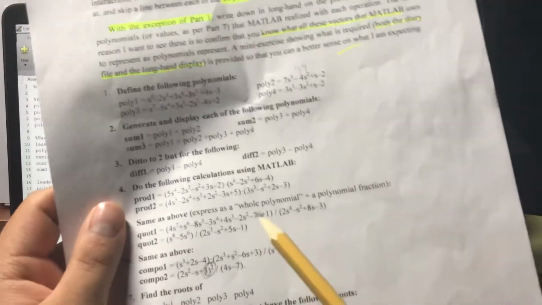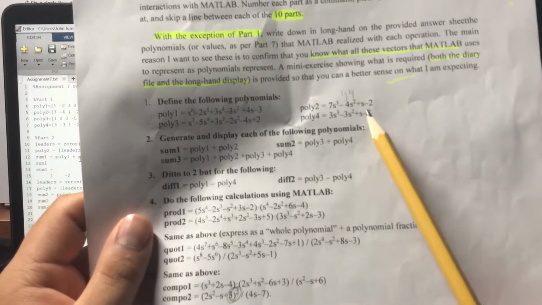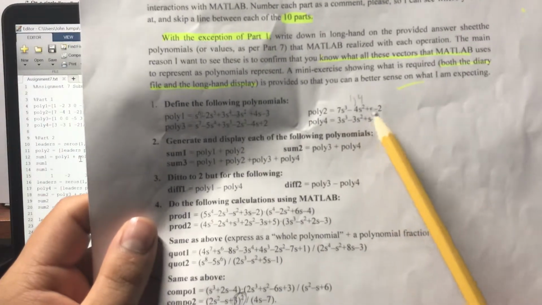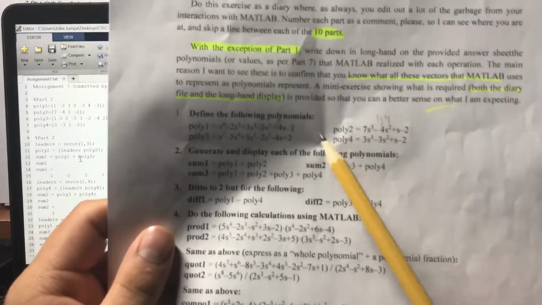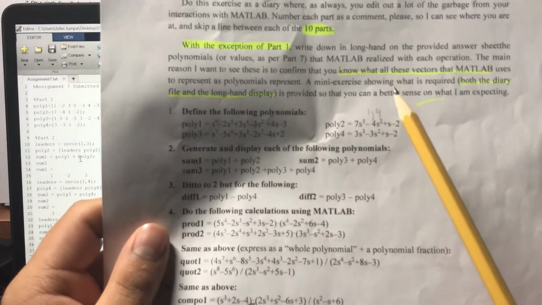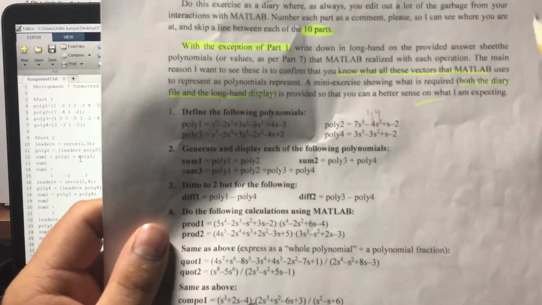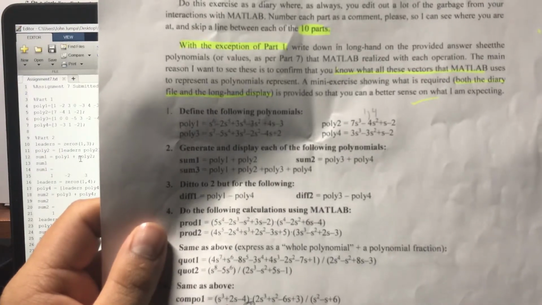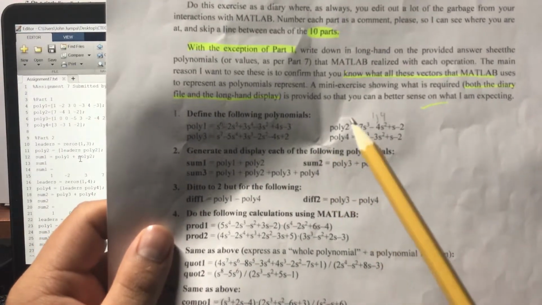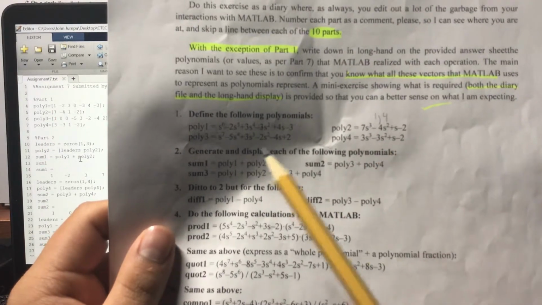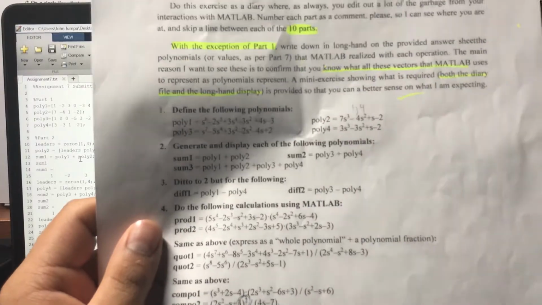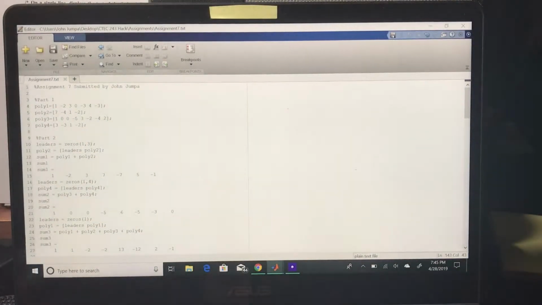While poly 2 has 4. 1, 2, 3, 4. So 4 and 7 is not the same thing. They don't have the same matrix sizes, and in a matrix you can't add them up unless both have the same size. So that means you could add some zeros in here to make both of these similar, to be the same. I'll show you in MATLAB what I'm talking about even better.